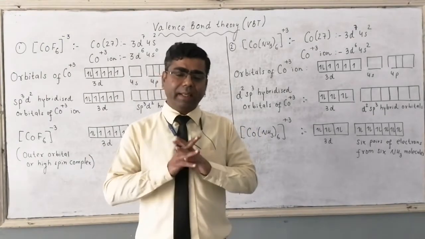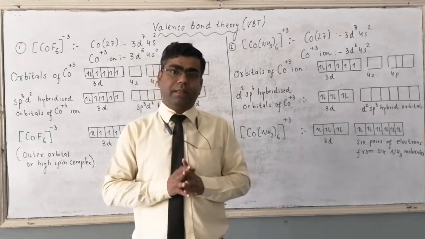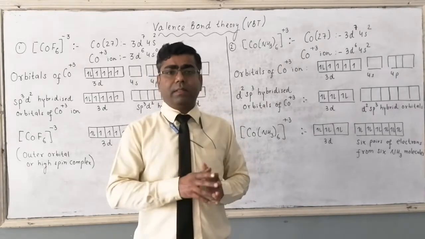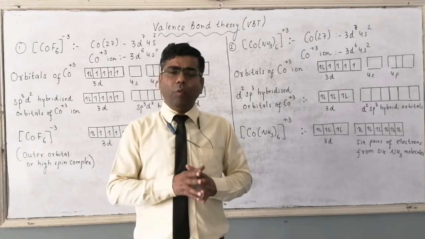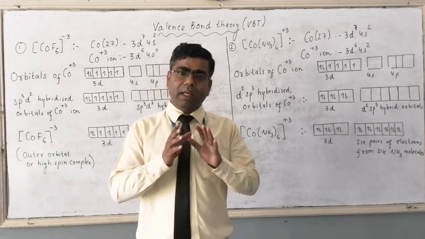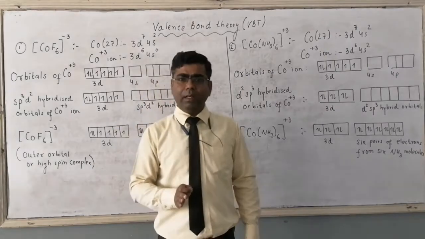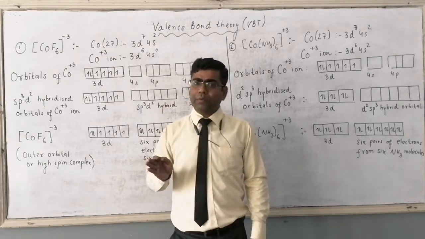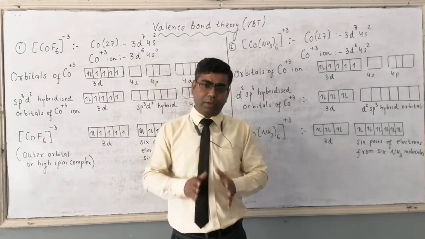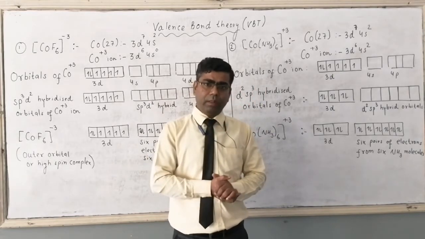Now about the magnetic character. If the central metal atom or central metal ion contains unpaired electrons which are not paired in orbitals, it will be attracted towards the magnetic field and will show paramagnetic character. If unpaired electrons are there in the orbitals of the central metal atom or ion, then it will be paramagnetic in nature. So what will be the magnetic property? It will be paramagnetic in nature.